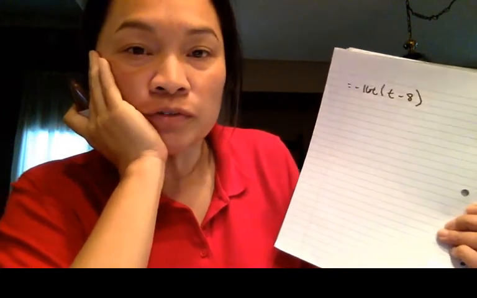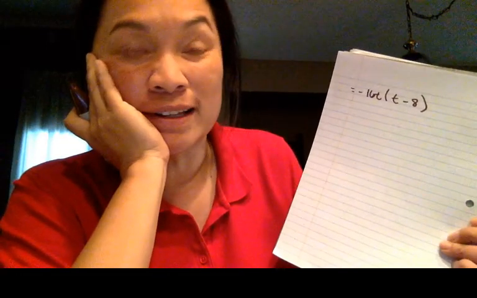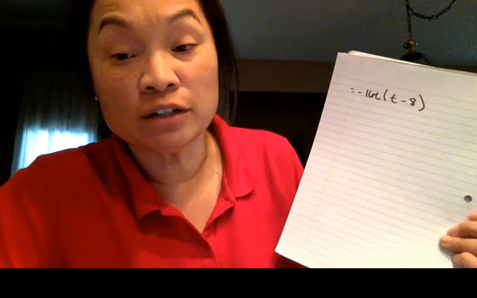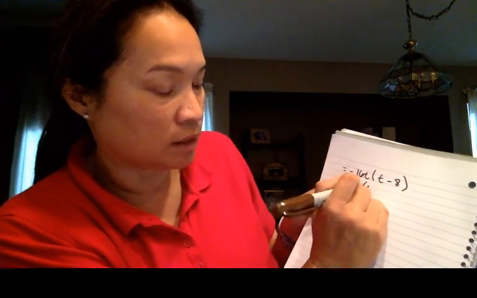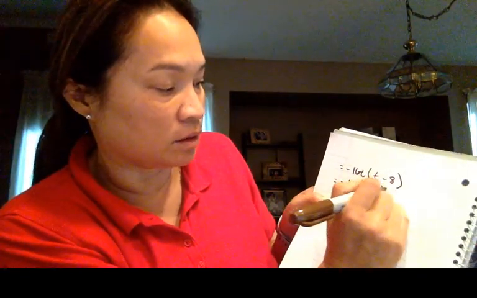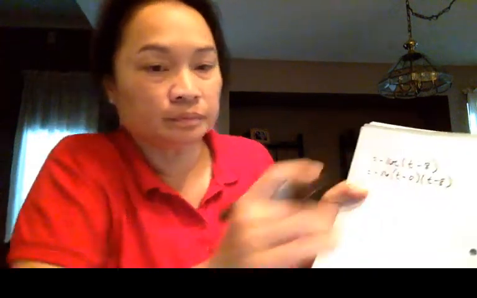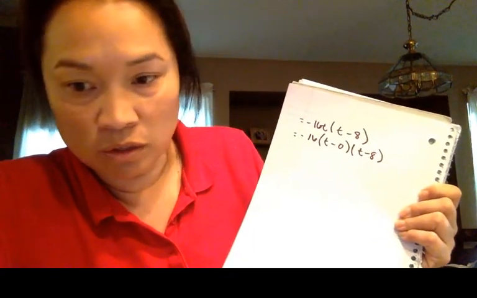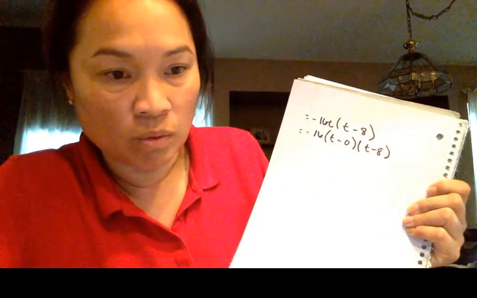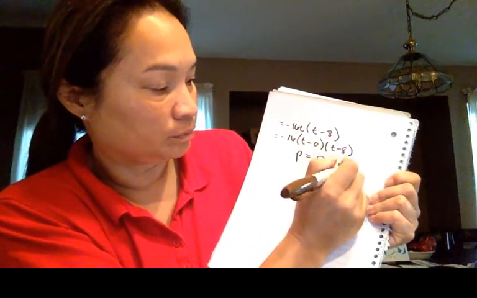Does anyone tell me what form this is? I went over it in class. Yes, it's intercept form. Okay, Jaden, you got it. Ashley, you got it. So let's rewrite it so it looks familiar to you. Negative 16, right? It's going to be t minus 0 times t minus 8. That's intercept form. So once it's intercept form, I now know what my p is and my q.